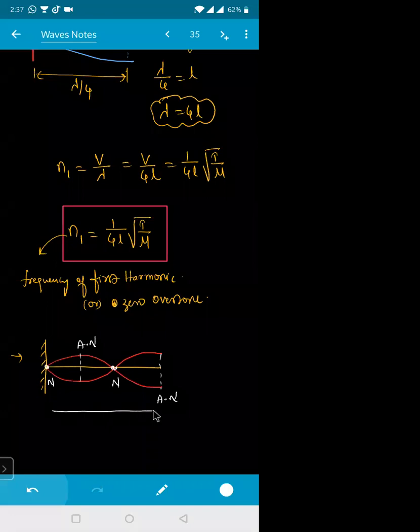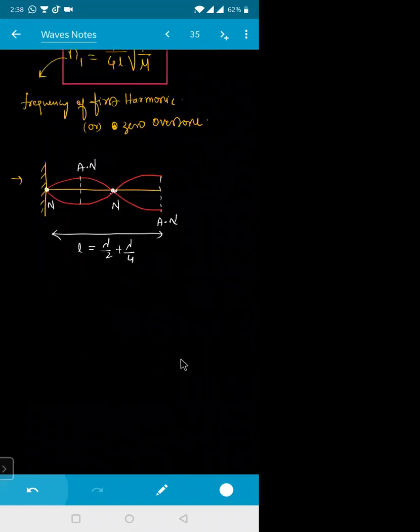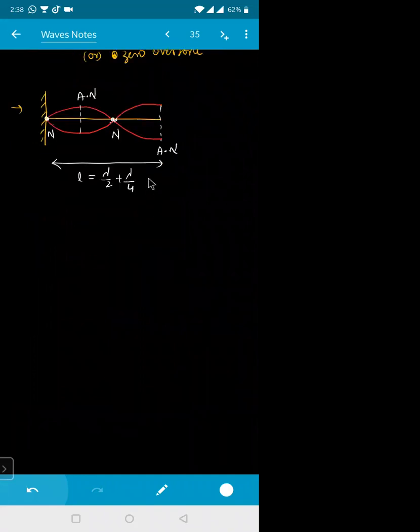From here to here, this will be the length. This length will be equal to how much? From here to here, lambda by 2 plus lambda by 4. So how much am I getting? 3 lambda by 4. That means lambda is equal to how much, beta? 4L divided by 3. Wavelength is equal to 4L divided by 3.